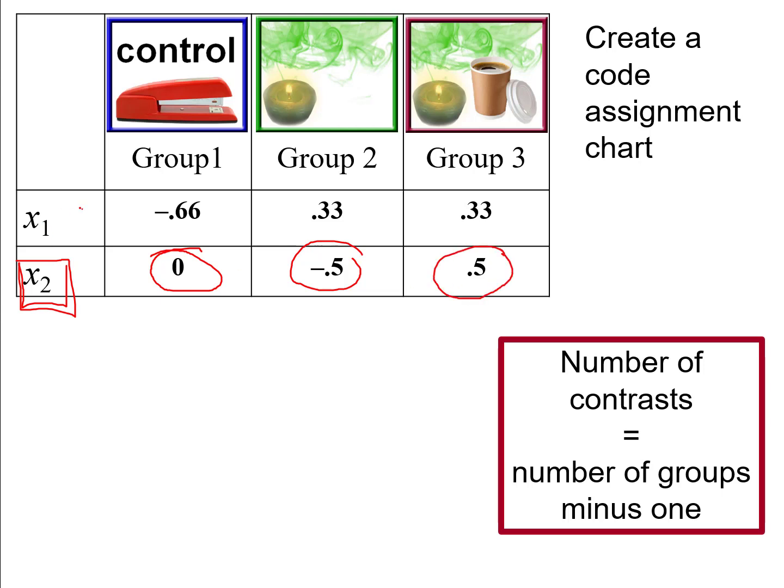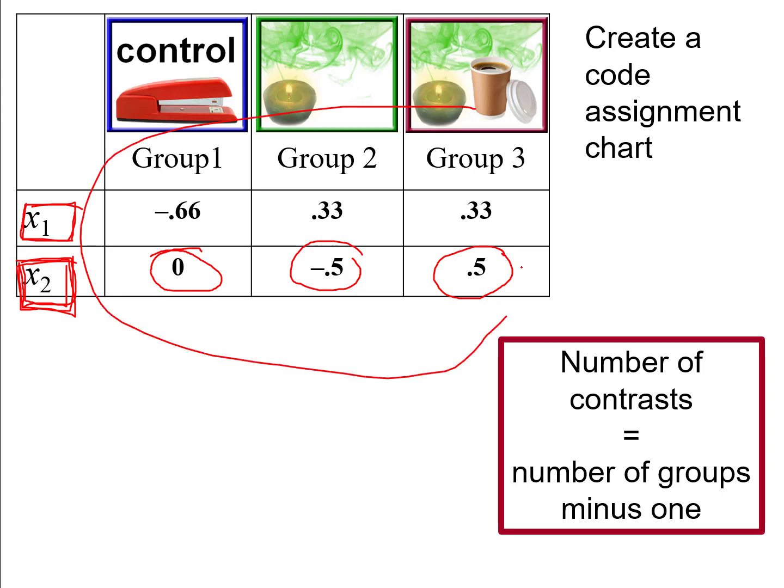So now everyone has a score on x1 and everyone has a score on x2. I've created two variables, x1 and x2. And each of these variables is a contrast. x1 is a contrast and x2 is a contrast. And each contrast was created by coding, by assigning numerical values to people based on group membership.